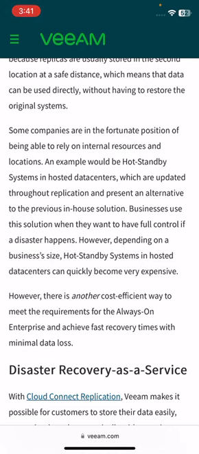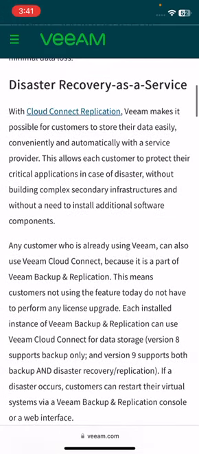However, there is another cost-efficient way to meet the requirements for the always-on enterprise and achieve fast recovery times with minimal data loss. Disaster recovery as a service.